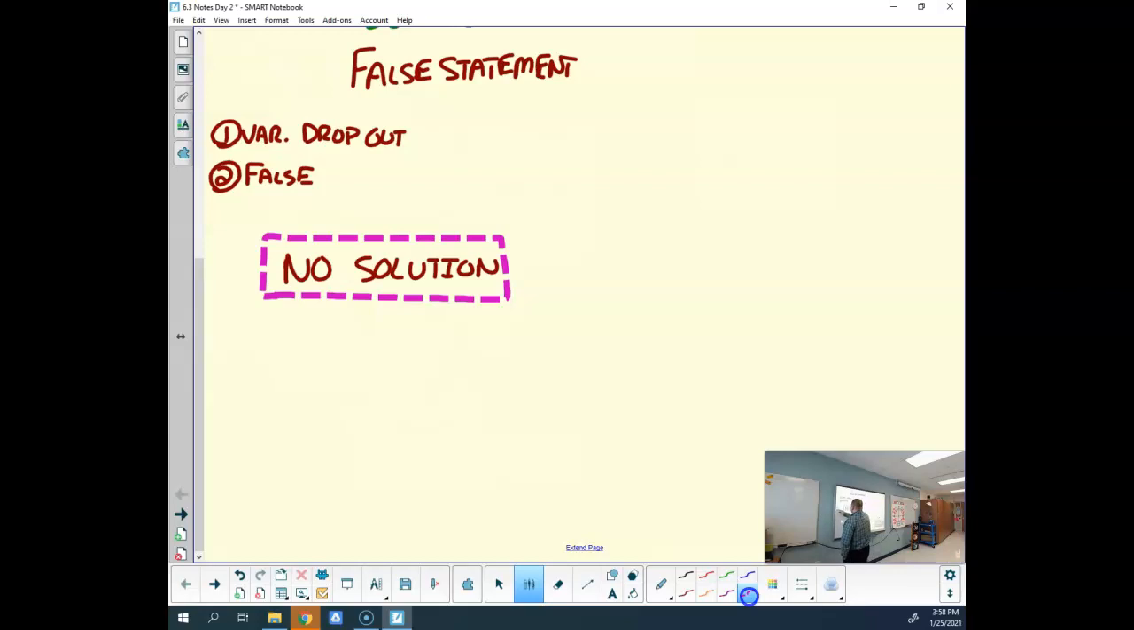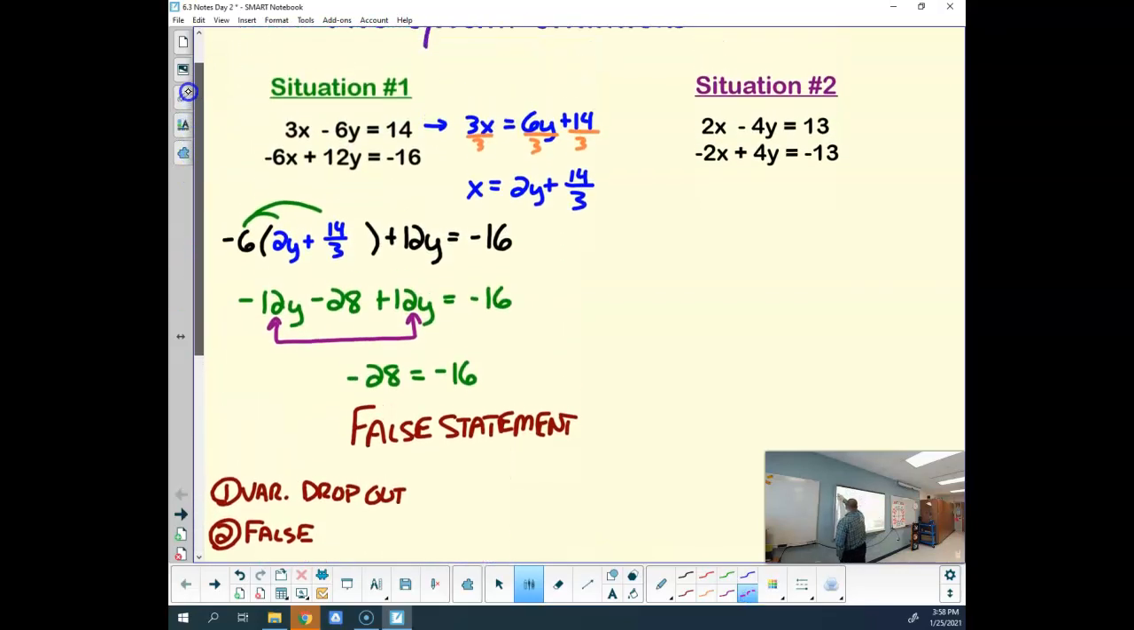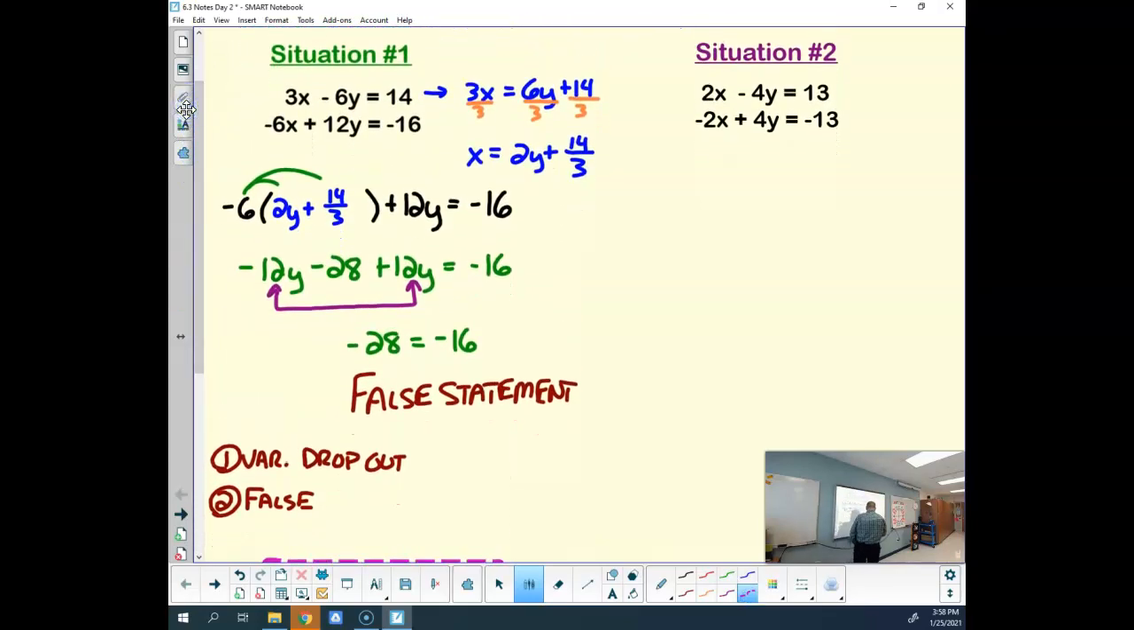Other situation: again, solve one of them for a variable. Let's just pick this top one for x. So we'd have 2x equals 4y plus 13. Divide everything by 2. That gives me x equals 2y plus 13 halves.